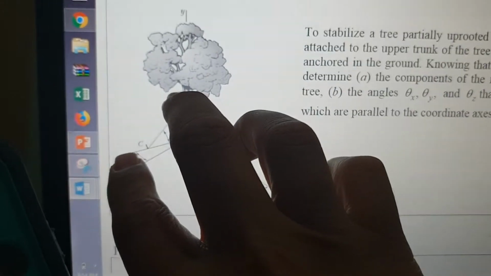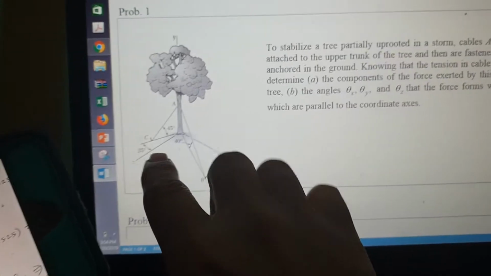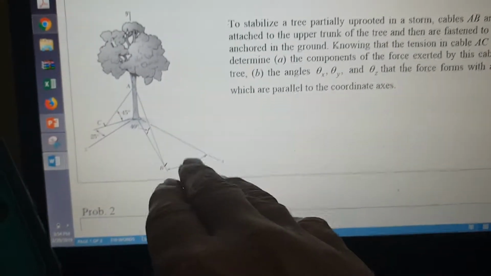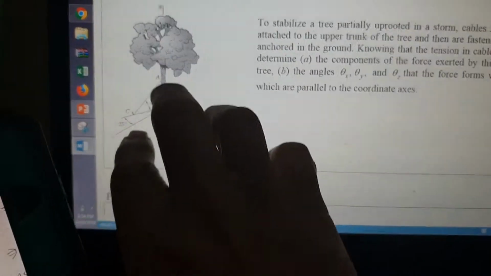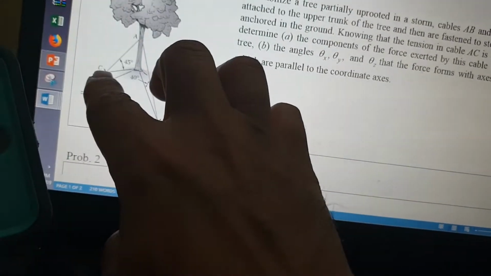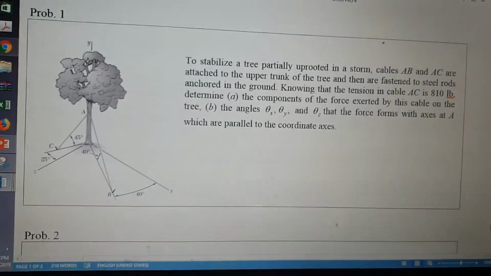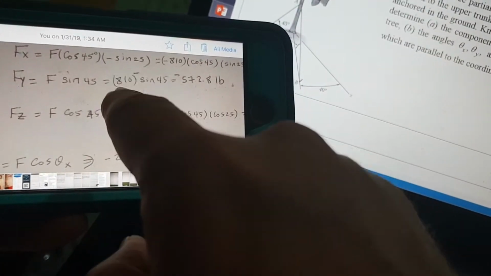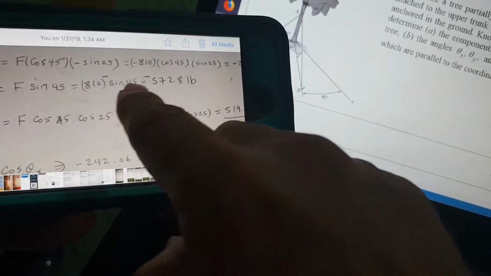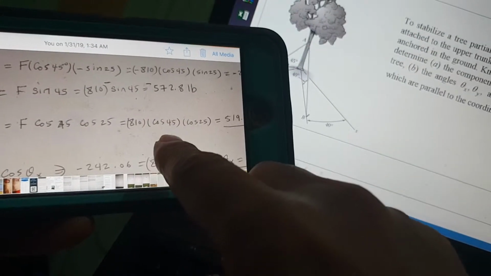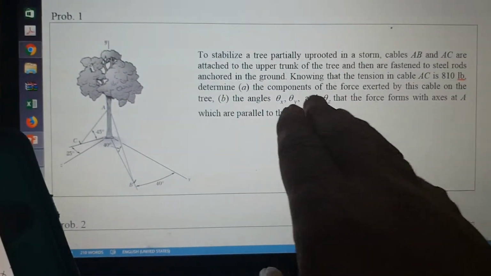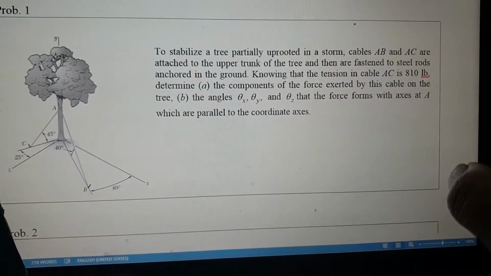Now let's look at Fy. For Fy, you don't have to make it cosine 45 down, because it is in a different plane. When you make it cosine 45, you make it the xz plane. Now, you should make it the other side, not cosine 45, sine 45, and the sine 45 is going to be in the negative y. The force is 810, it doesn't change, sine 45, so it's minus 572.8 pounds. So these are the components of the force exerted by this cable on the tree.